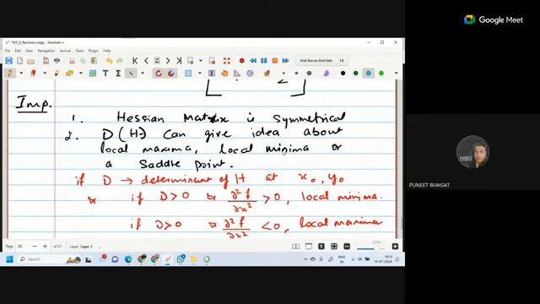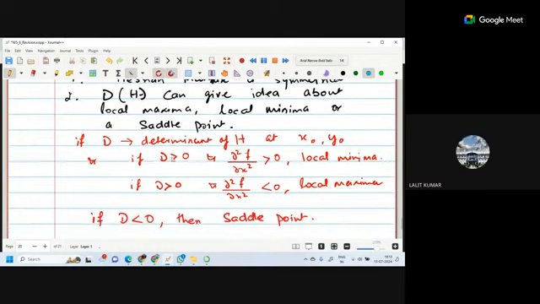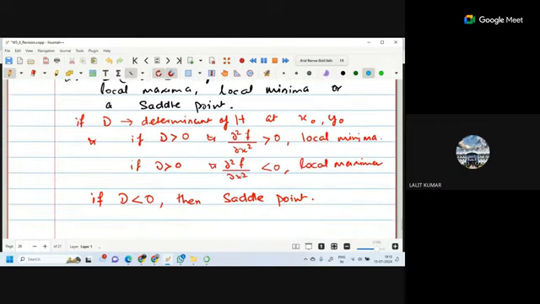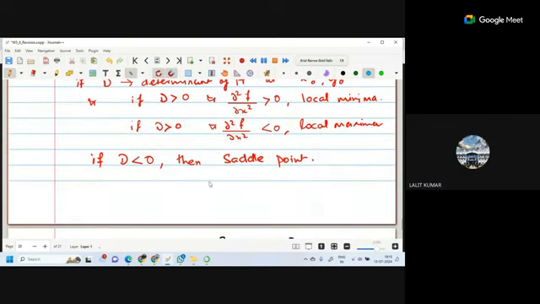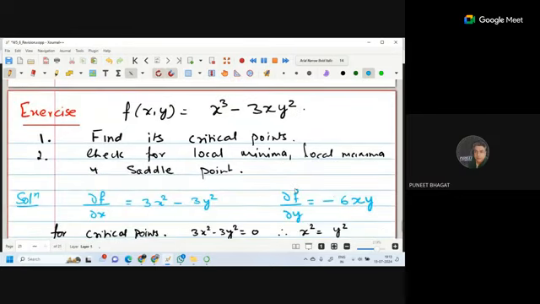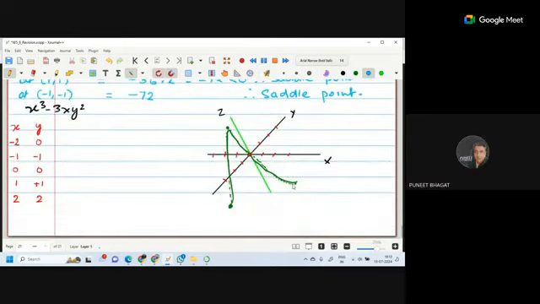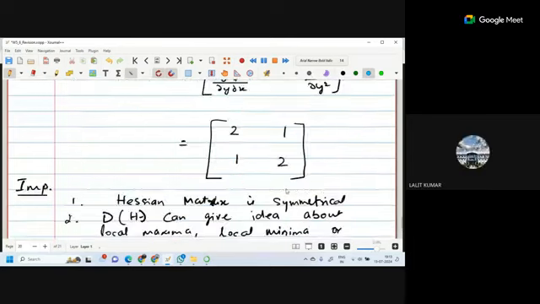It is symmetrical, plus it gives an idea about a local maximum, local minimum, or a saddle point. This was covered. If the determinant D of the Hessian matrix is greater than 0 and the first element, the second partial derivative of f with respect to x squared, is greater than 0, then it is a local minimum. If D is greater than 0 and this is less than 0, then it is a local maximum. And if D is less than 0, then it is a saddle point. I have also solved one more question, which is from our MLF course.